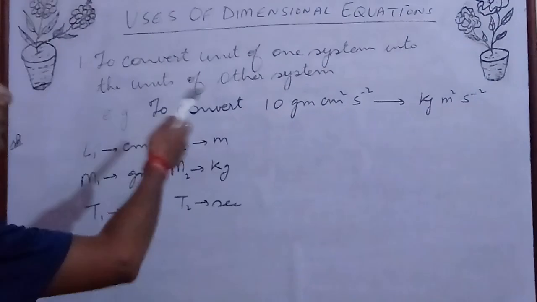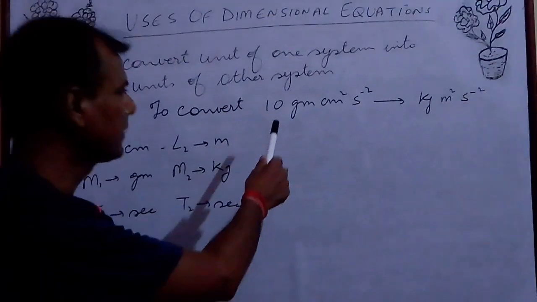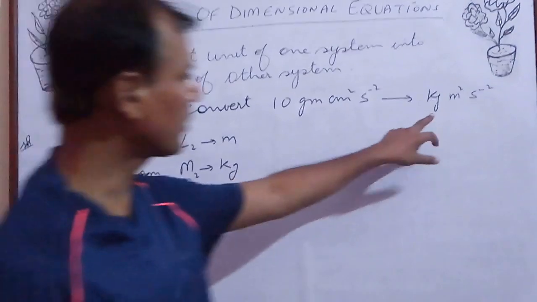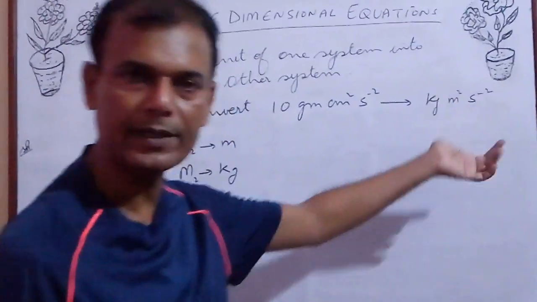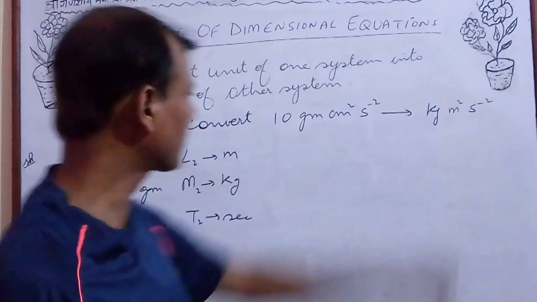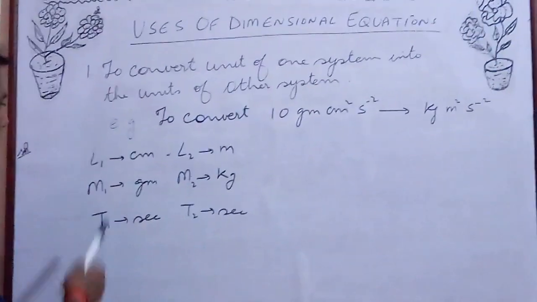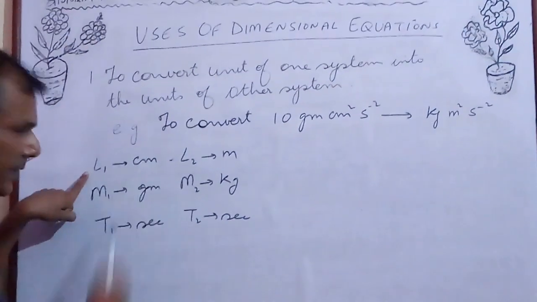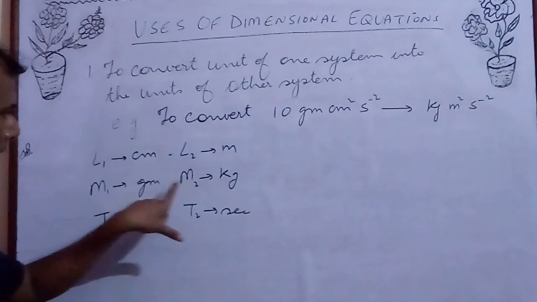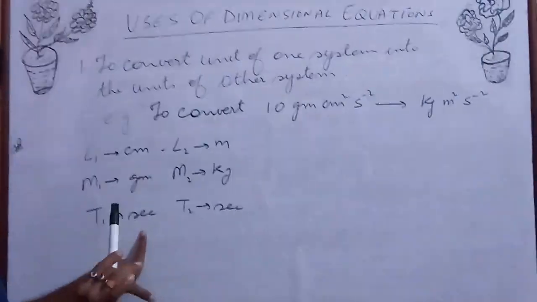So let us see the first use by example. The question is to convert 10 gram centimeter square per second square into kilogram meter square per second square dimensionally. It is simple. Here we have R, and this is U. So we have to convert this dimensionally. The first step is we assume something. We assume L1 is in centimeter, L2 in meter, M1 in gram, M2 in kilogram, and T1 and T2 both are in seconds.